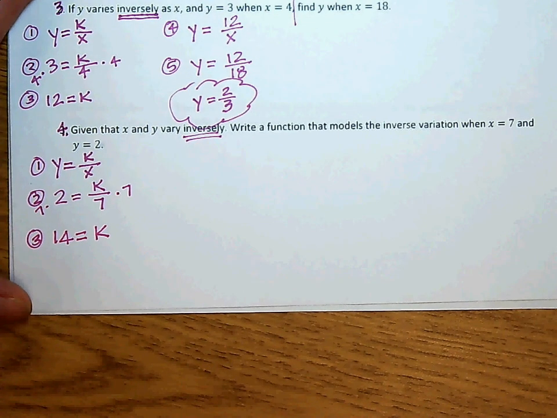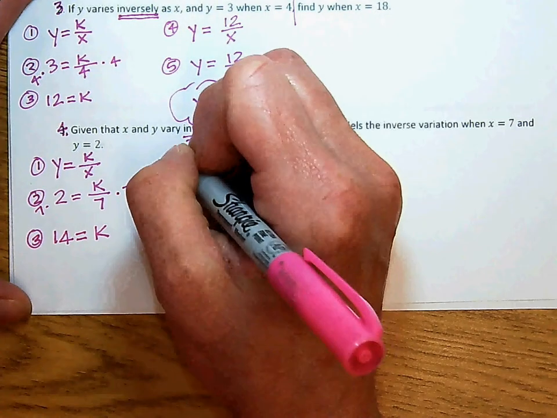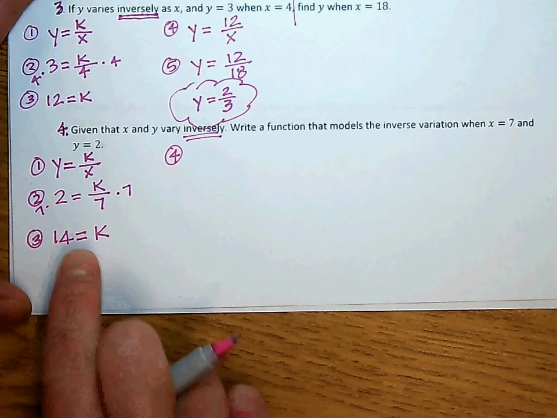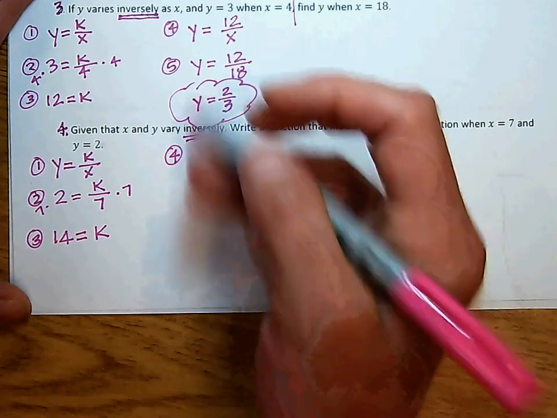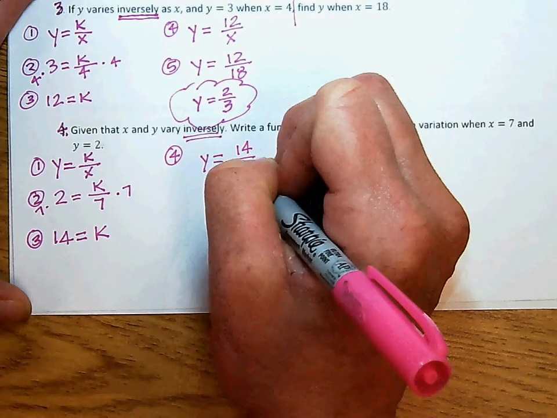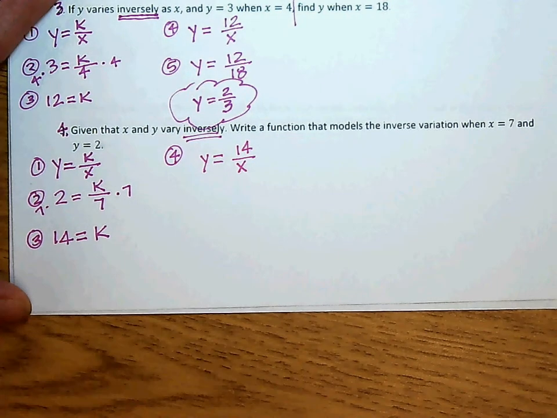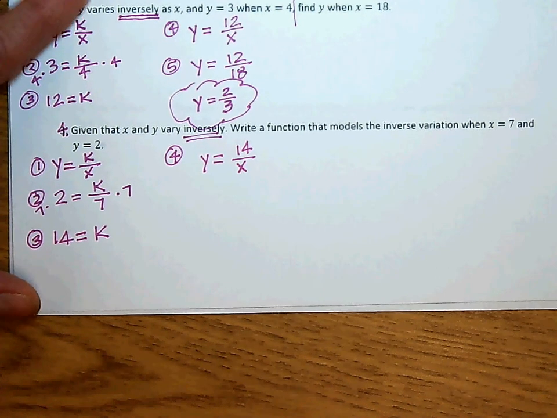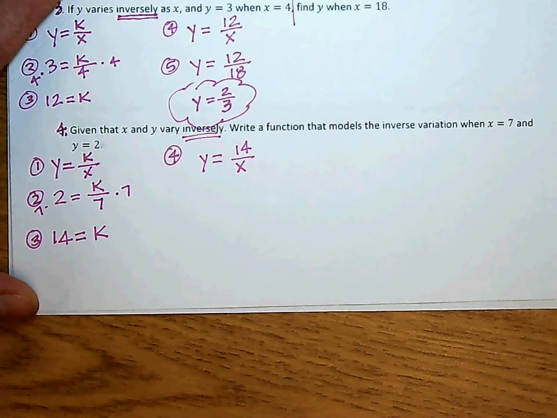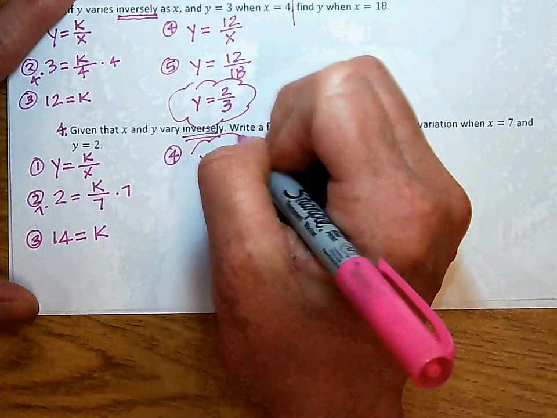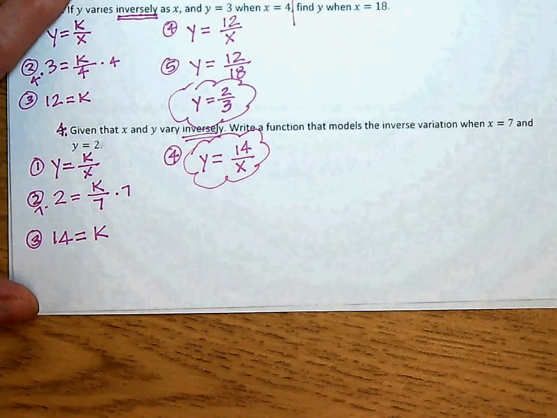That's it. Step 4, rewrite the equation with your new k value. Rewrite with the k value that you found. So y equals 14 over x. That's it. You're done. Because it doesn't say find x when y is blah, blah, blah, right? It just says write the function that models this situation. So that's it, guys, you're done. Get to step 4 and stop.